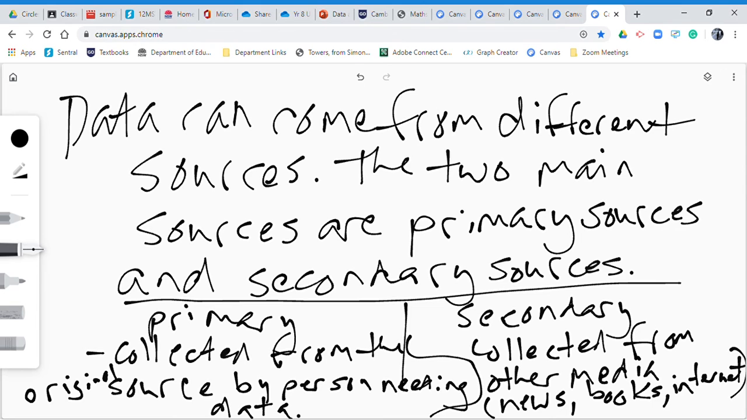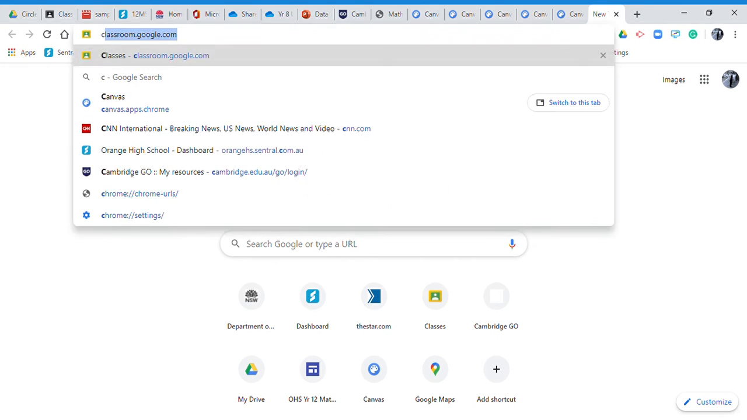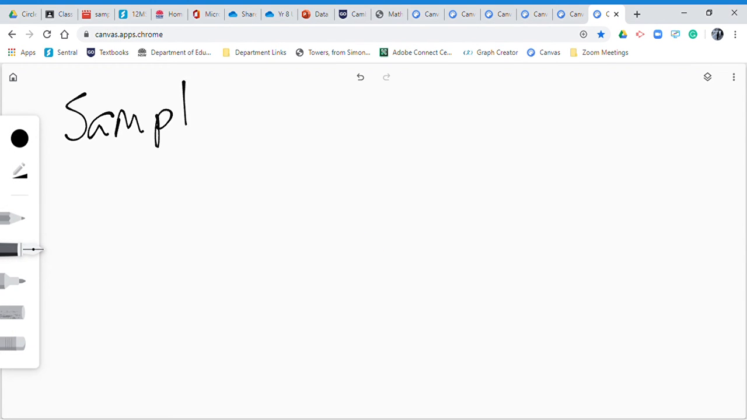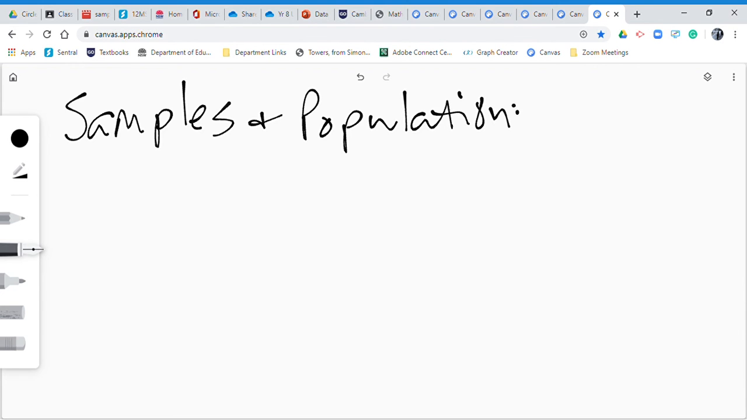The last part I could talk about, and then we can get into some examples, would be samples and populations. Last one. So when an entire population is surveyed, it's called a census.